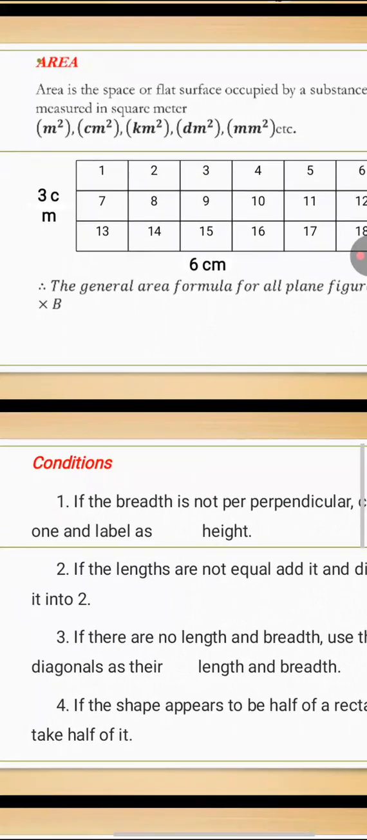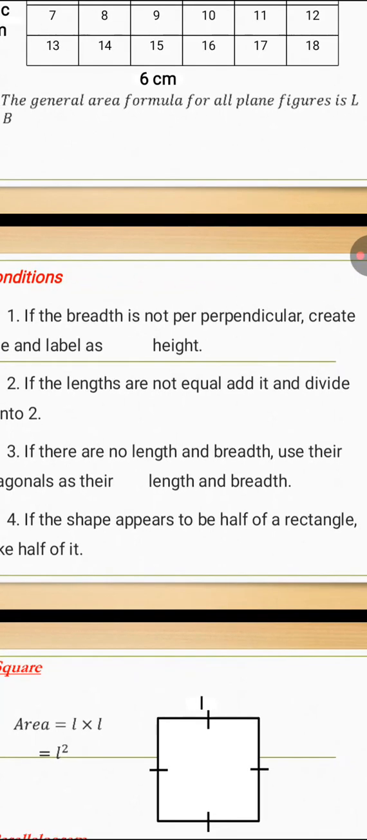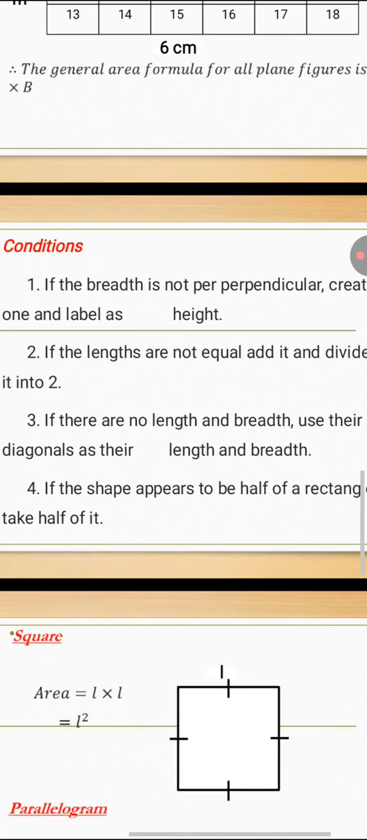But the condition that we have to look at is that when the breadth is not perpendicular, you create the perpendicular height. The breadth can be called height, right? It should be vertical. So make sure it is vertical. So if you see any shape which has a slanted breadth, we ignore that one and use the perpendicular breadth, which we can call height. Thank you. Take note of that. These are the conditions we are going to obey.